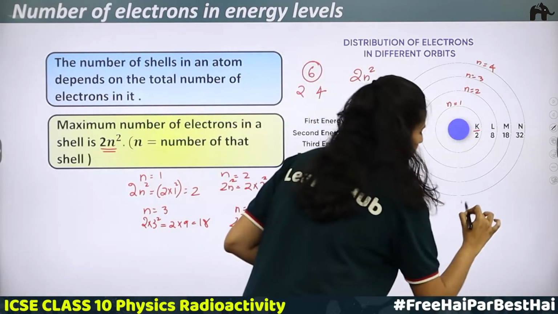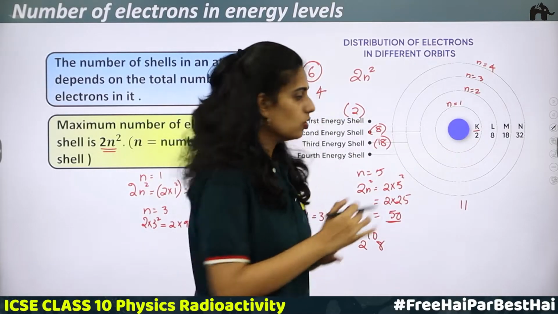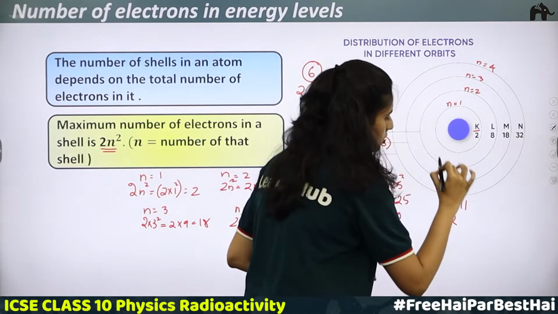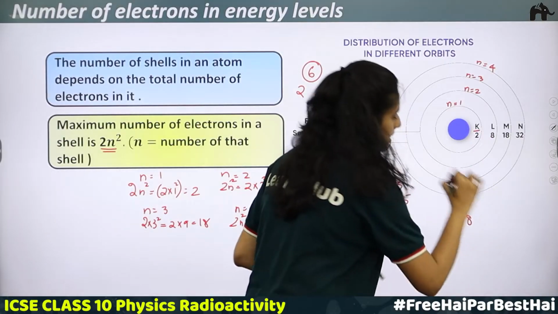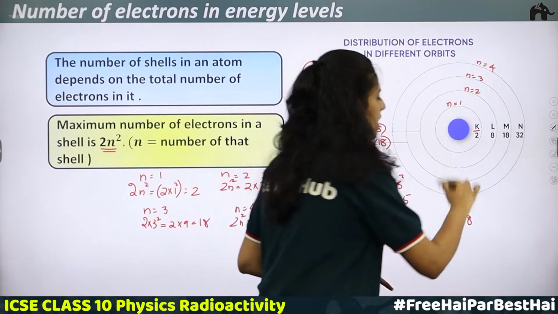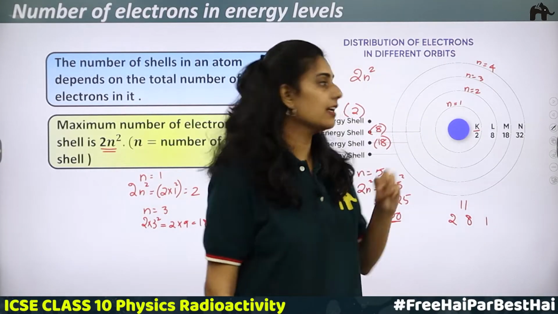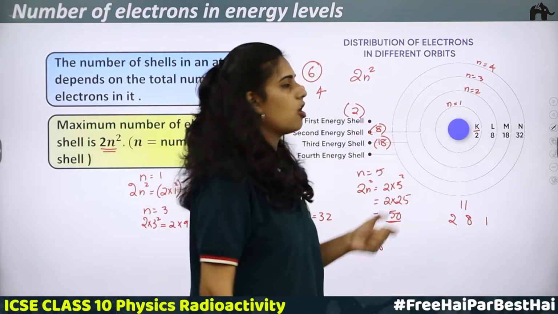If the number is 11, then if you are having K shell and L shell, is that enough? No, right? K shell can accommodate only 2 electrons. L shell will take 8 electrons. Still, 2 plus 8 is 10. 1 electron is remaining. This 1 electron will go to the M shell. Okay, so this is how the electrons are distributed in the different orbits of an atom.